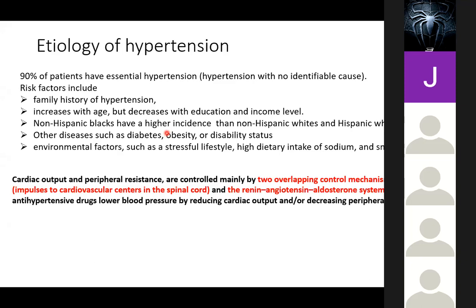Now, aside from hypertension, there are other diseases which may occur concomitantly with hypertension. So we have diseases such as diabetes, obesity, or disability status. Also, we have some environmental factors such as stressful lifestyle, high dietary intake of sodium, and smoking. So diabetic patients, and sometimes those people who are plump in nature, sometimes they do have cases of hypertension.